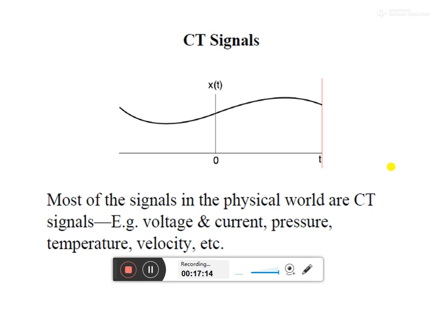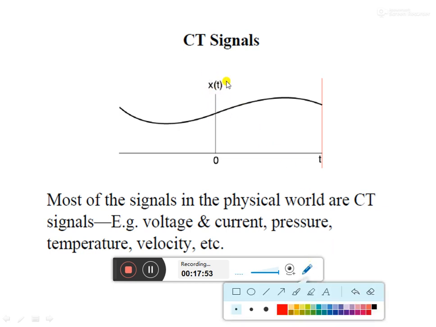Most of the signals which are physically available in the world are considered to be continuous time signals. For example, biological signals like ECG and EEG, voltage, current, pressure, temperature, velocity, acceleration, all these are considered to be continuous time signals, because all these signals are defined continuously with respect to the time t. One thing we need to remember here is that all the continuous time signals are represented using the independent variable time t. When we define any of the continuous time signals, please note this here.